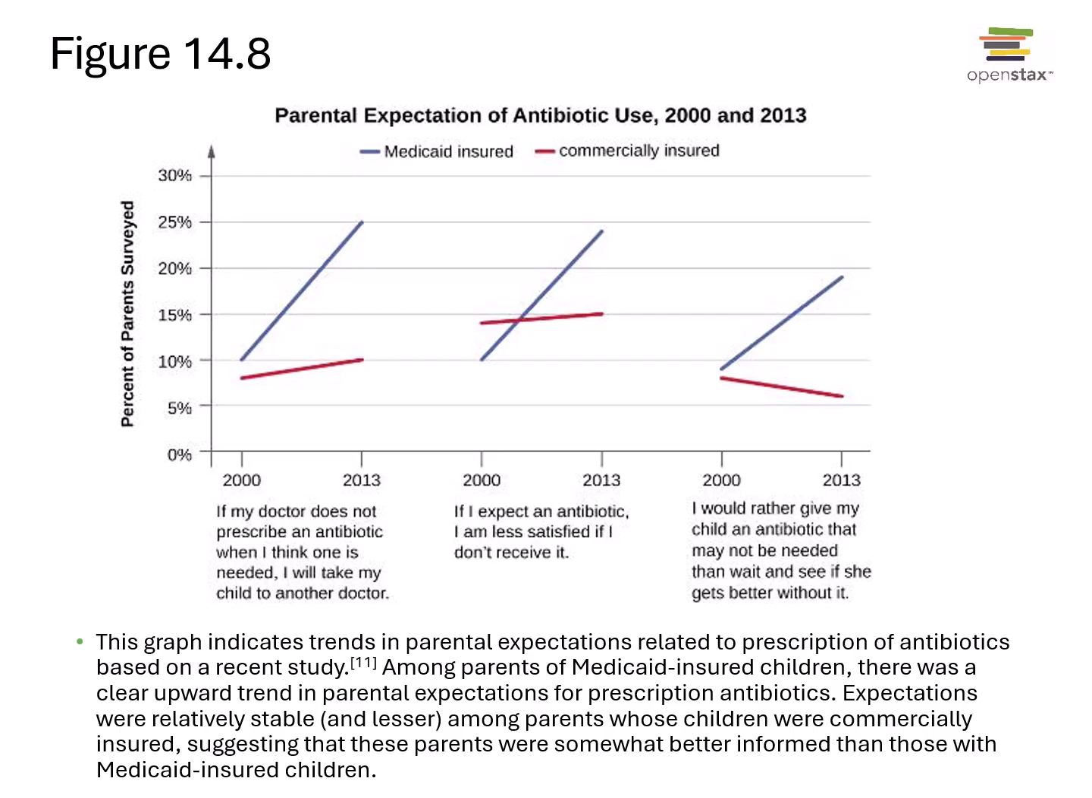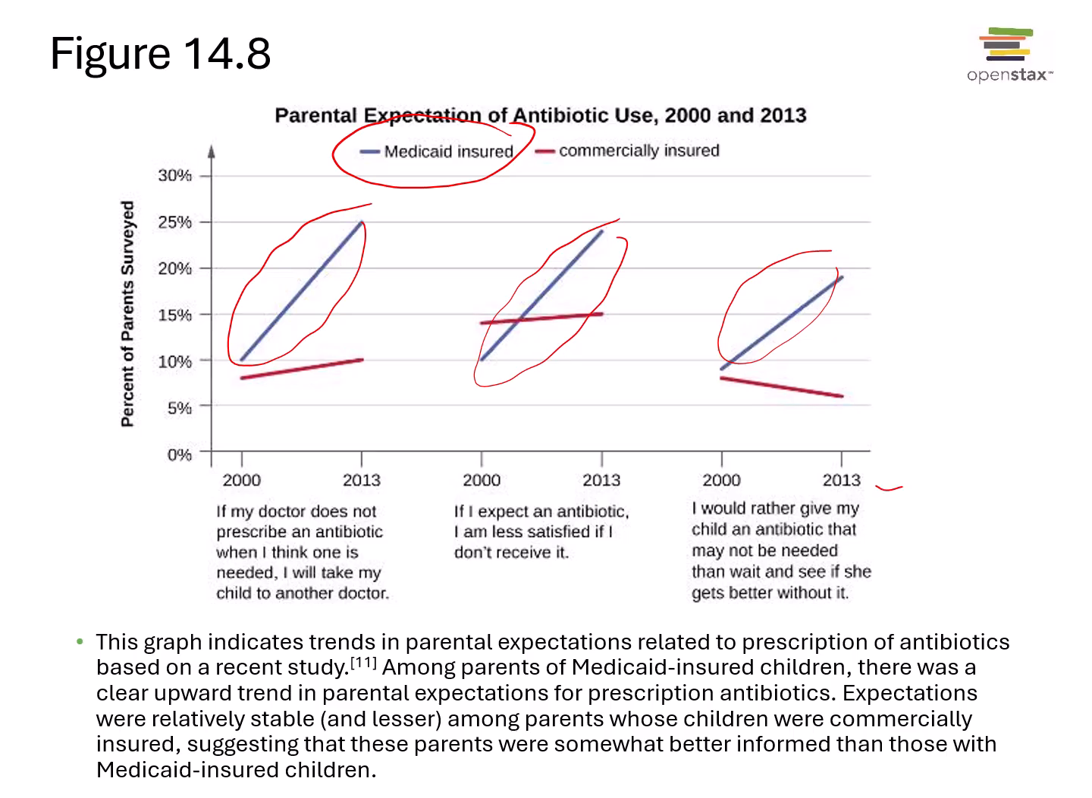Our book also shares results from a study that shows a rise in parents expecting antibiotics for their children, especially in lower income groups that are shown in blue. You can see the blue line is steeper than the red. This really highlights the need for public education about responsible antibiotic use, as well as what antibiotics can actually treat, right? They can treat bacterial infections, but not viral infections.